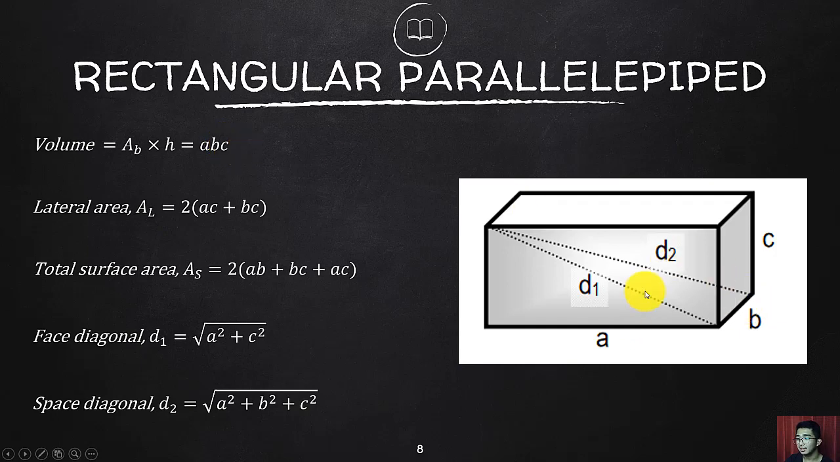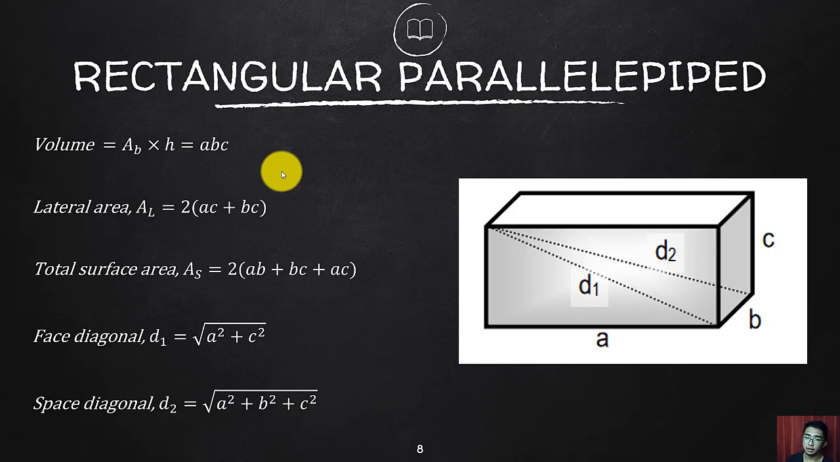But if you rotate this, if you stand it vertically, the base is B and C, that's the area of the base, times the height of A. But you'll get BC times A, that's the same as ABC. So you'll get the same volume anyway.